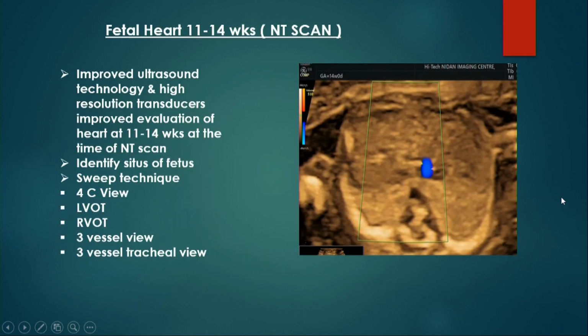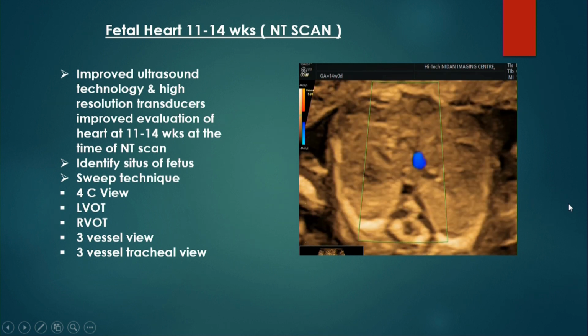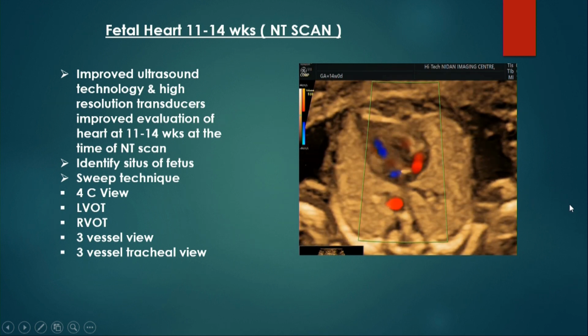Now the evaluation of the heart at 11 to 14 weeks. Due to improved ultrasound technology, we can evaluate the heart at 11 to 14 weeks, and the technique is the same. Identify the situs of the fetus and the sweep technique. This is a sweep from the upper abdomen.